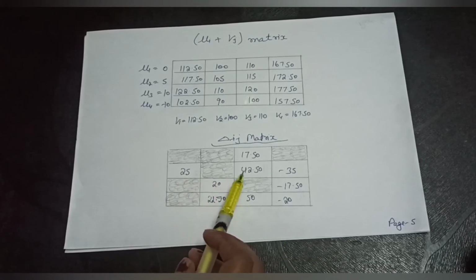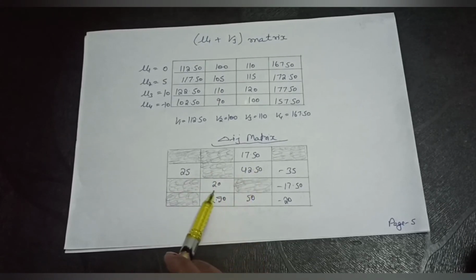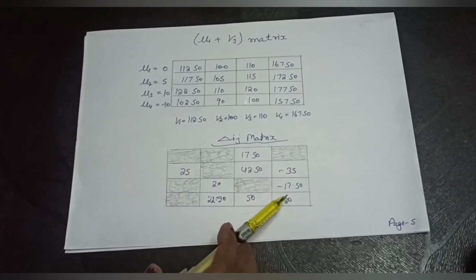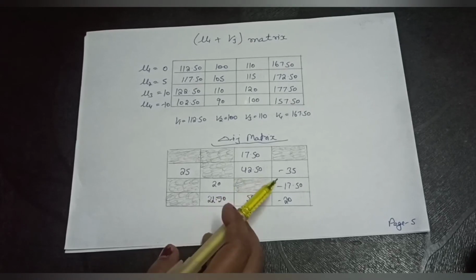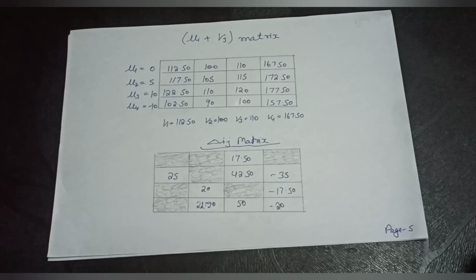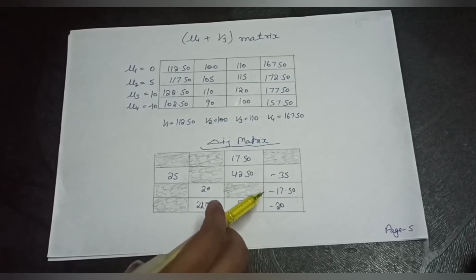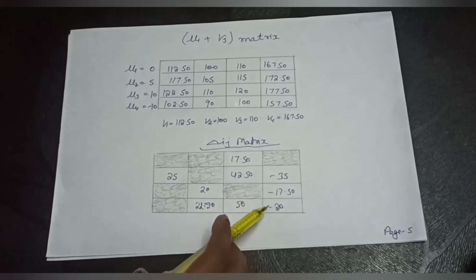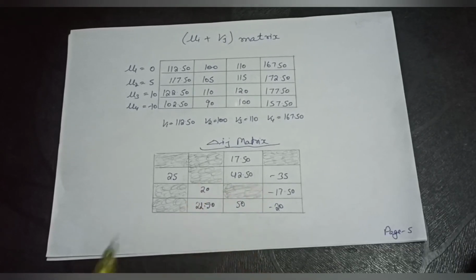We have calculated this matrix. In this matrix you can see all values are positive but three values, 35, 17.5 and 20, are negative. So we can say this solution is not optimal. We have to select the most negative value, because if all the values are positive or greater than or equal to 0, then we can say our solution is optimal. We have some negative values, so we can't say the solution is optimal. Here we have three negative values, so we will select the most negative value. Our most negative value is minus 35.